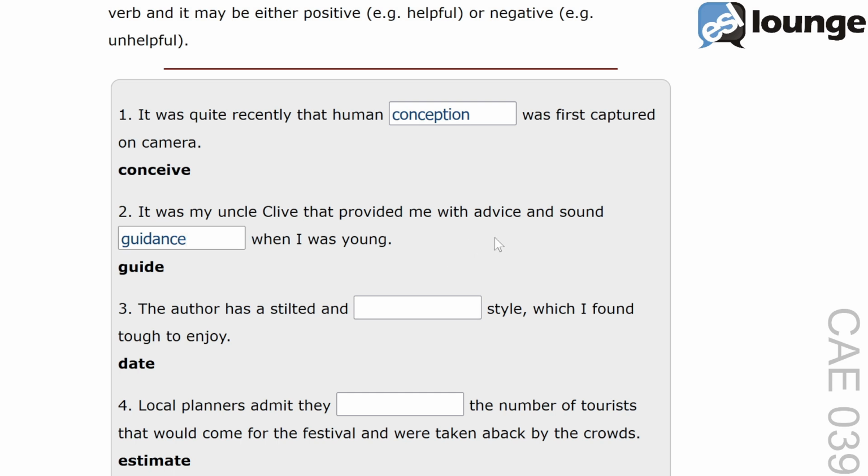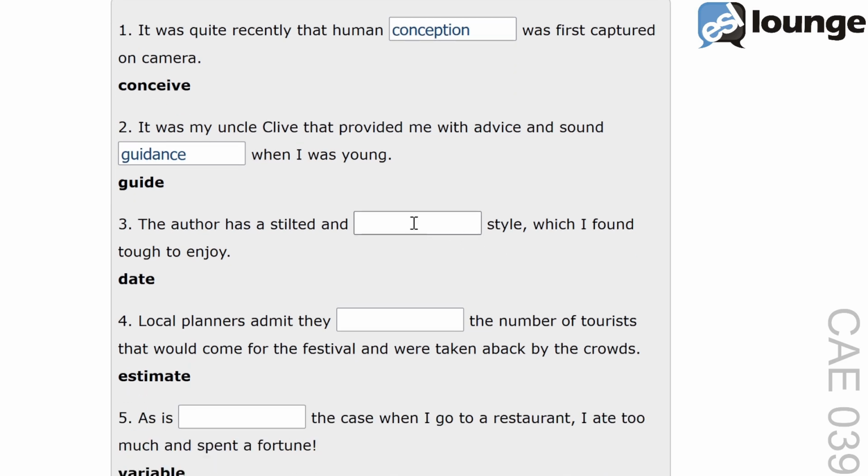Next up, question 3. The author has a stilted and blank style, which I found tough to enjoy. The base word is date. The correct form here is dated. Dated is an adjective that describes something that is old-fashioned or out of style. It implies that the style is no longer in current use. For example, the software's interface looked dated compared to modern applications.